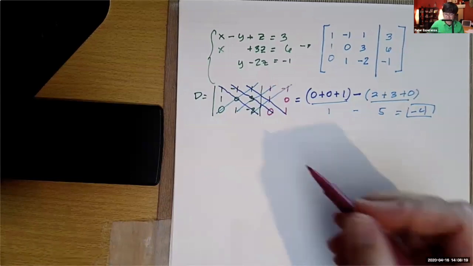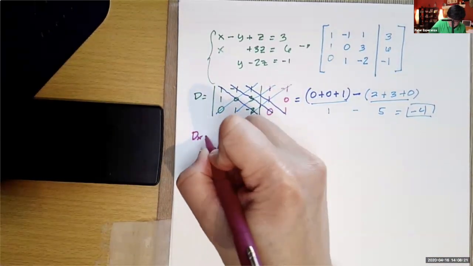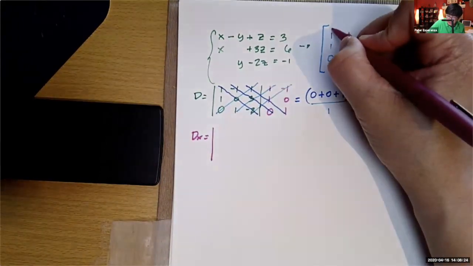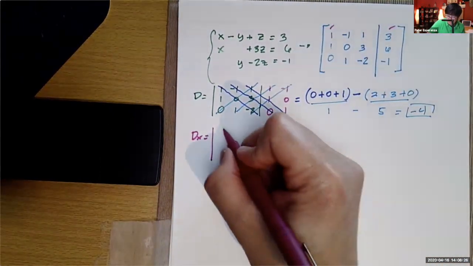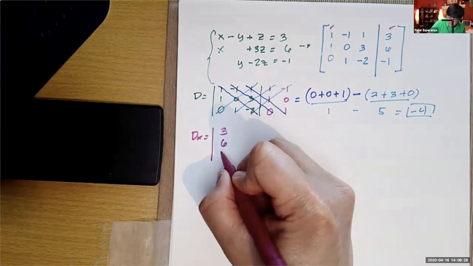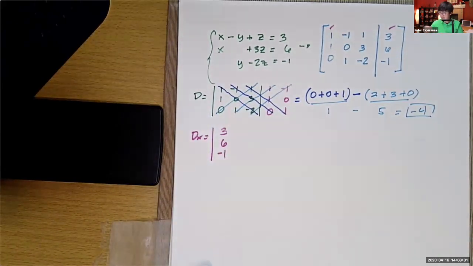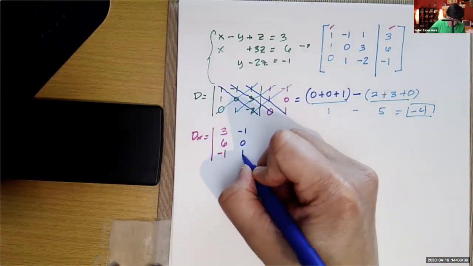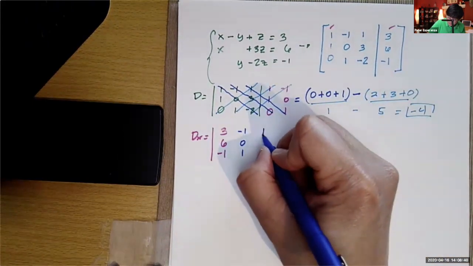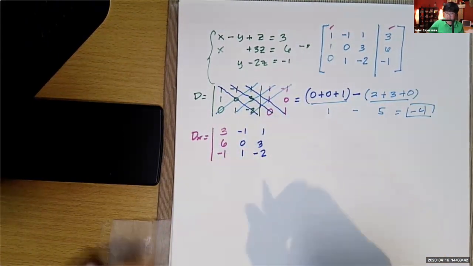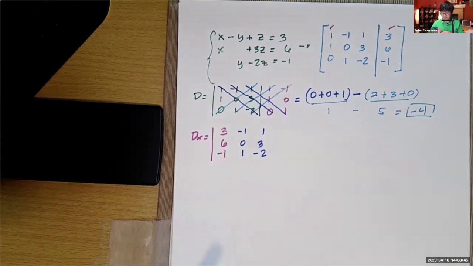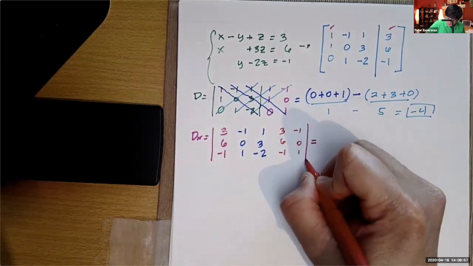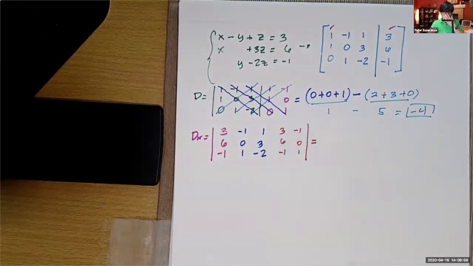Now, dx. In the dx, we will change this column to 3, 6, negative 1. And then we will copy the rest of the problem: negative 1, 0, 1, 1, 3, negative 2. Okay, and then we will continue. Copy the first 2 columns. And now, for the fun part.